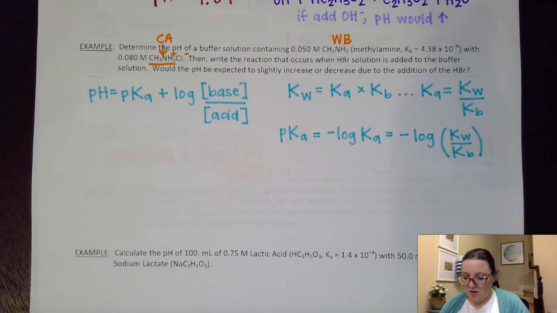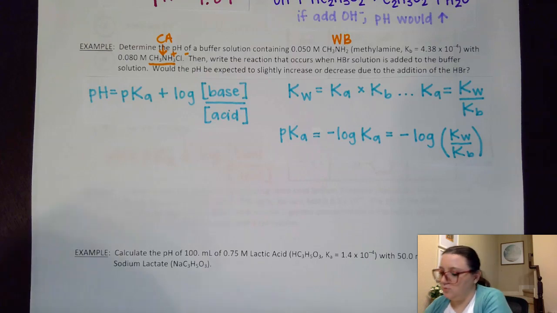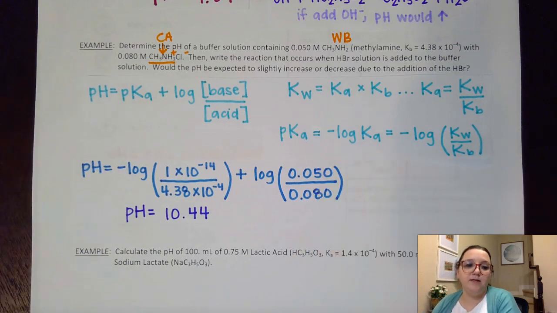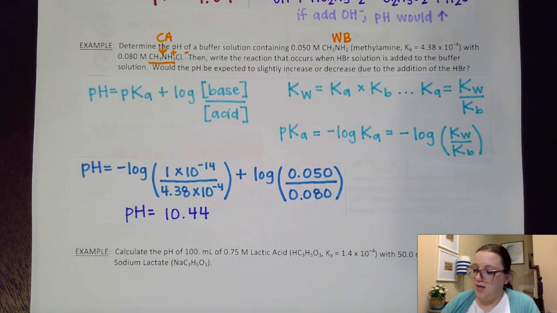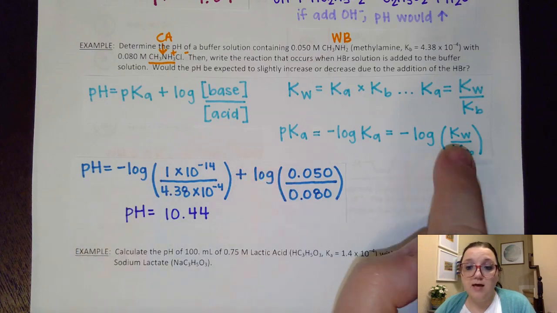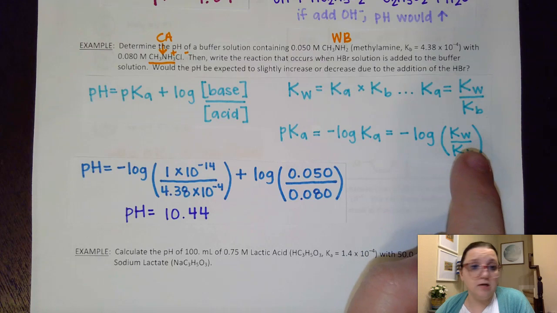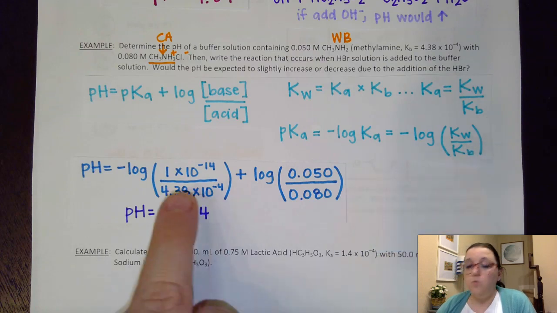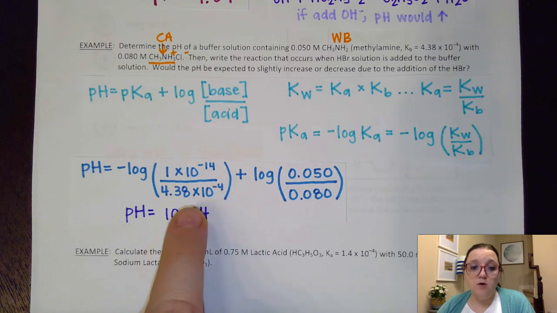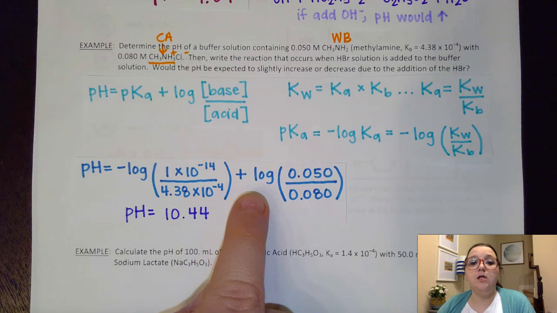All right, so let's see it with some numbers. Here's what I would have plugged in. I want the pKa, so the negative log of Kw, assuming I'm at 25 degrees Celsius, it didn't tell me otherwise. So 1 times 10 to the negative 14th, divided by my Kb, 4.38 times 10 to the negative 4th, added to the log of my base.